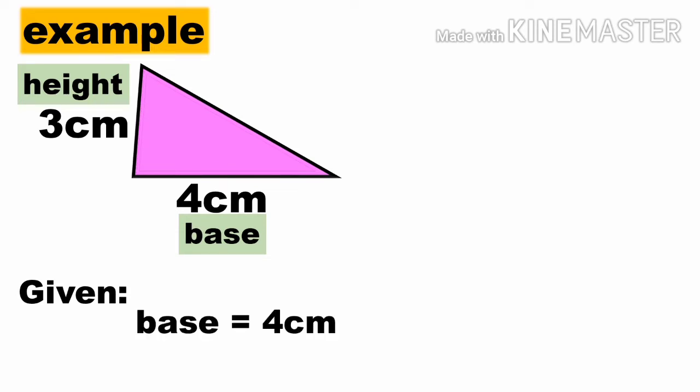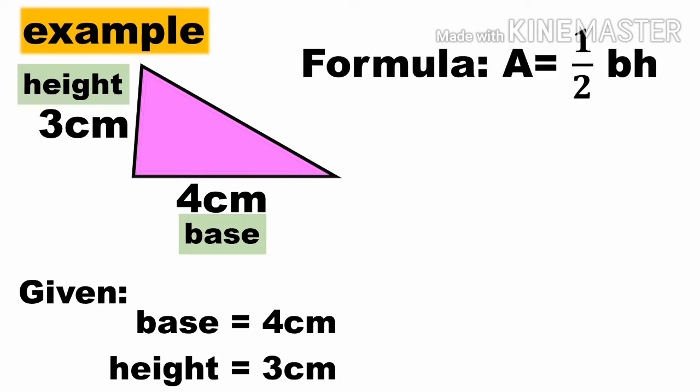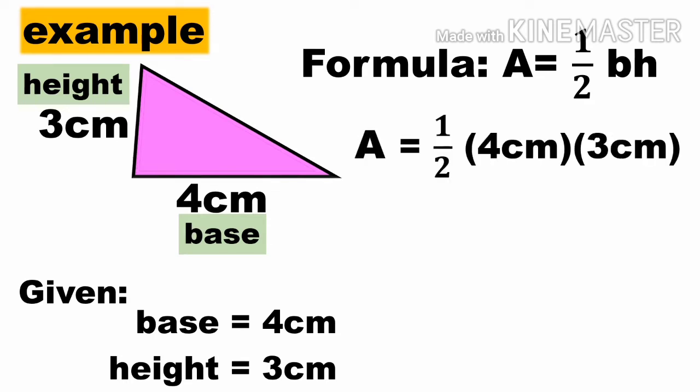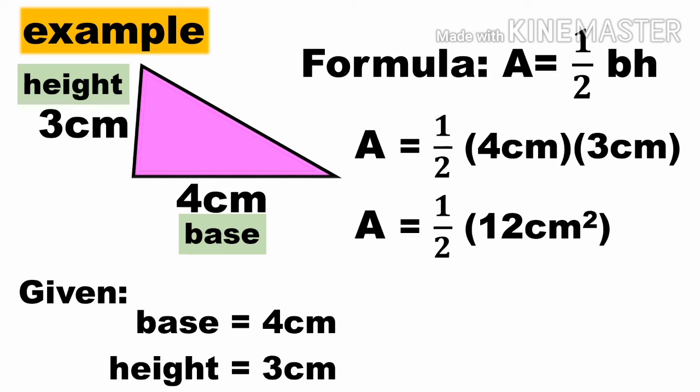Again, let's have the given. Base is 4 cm and height is 3 cm. Then, the formula is A is equal to 1/2 BH. The next step is to substitute the value of B and H. B is 4 cm and H is 3 cm. Then, 1/2 times 4 cm times 3 cm. 4 cm times 3 cm is 12 square centimeters.